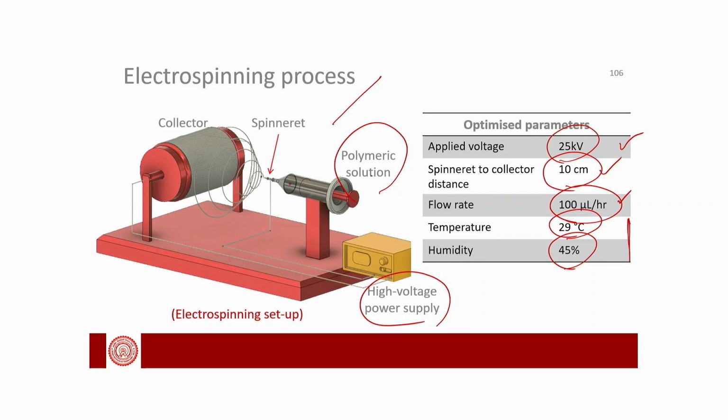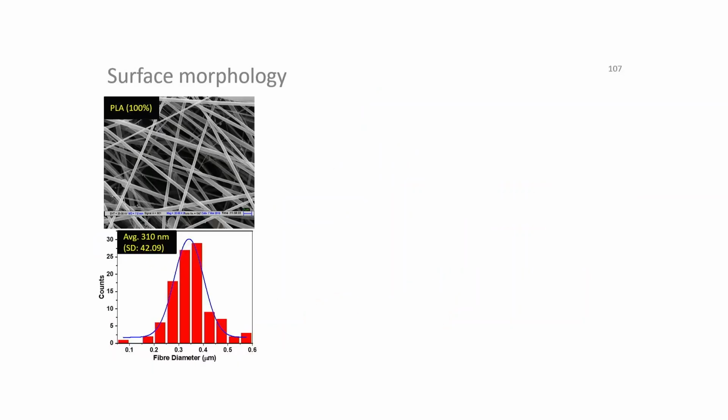And after this, when voltage is applied, the nanoweb is collected on the collector surface and we can get the nanoweb. Now, what we have done is the surface morphology study. If we see the 100% PLA, there is no problem with spinnability. The problem was with 100% chitosan.